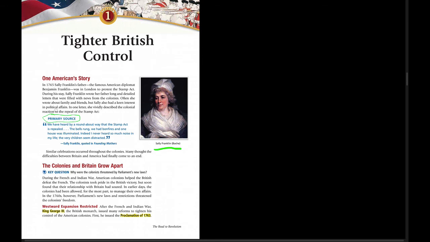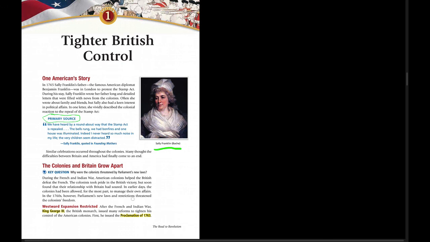We have heard by a roundabout way that the Stamp Act is repealed. The bells rung, we had bonfires, and one house was illuminated. Indeed, I never heard so much noise in my life. The very children seemed distracted. Similar celebrations occurred throughout the colonies. Many thought the difficulties between Britain and America had finally come to an end.